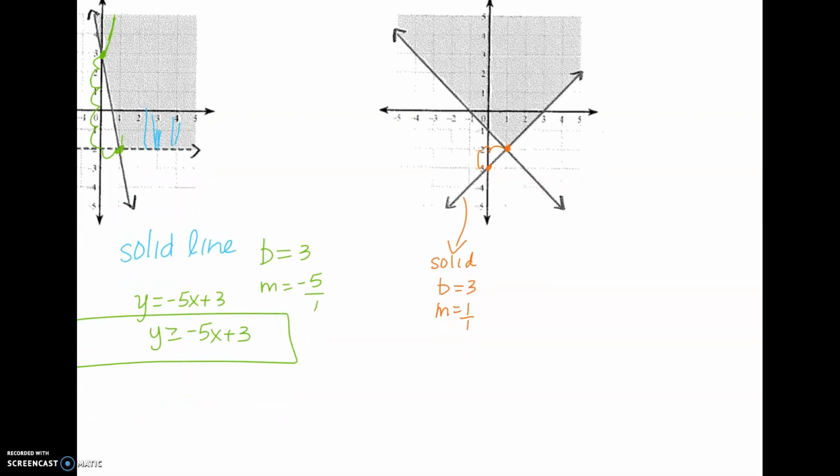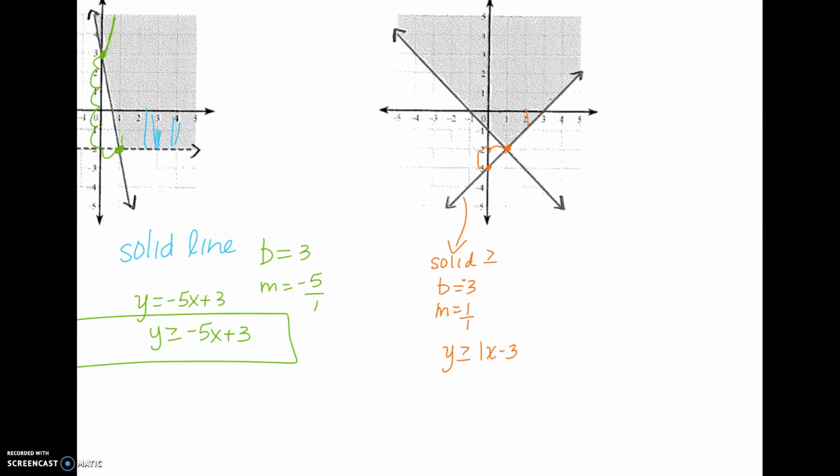All right, so now let's talk about our y values. This is a point on the line. All these are points on the line. Are the y values getting bigger as we go? Yes, so it's going to be greater than or equal to. So this is y is greater than or equal to 1x, or x, plus 3. That's a -3, so x minus 3.